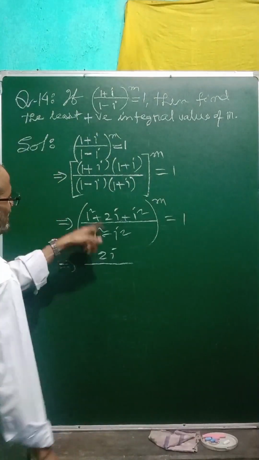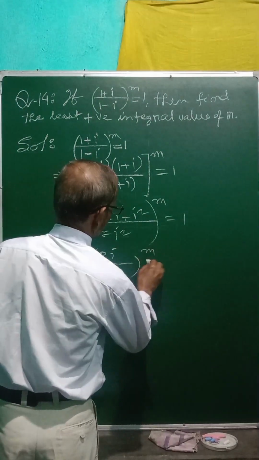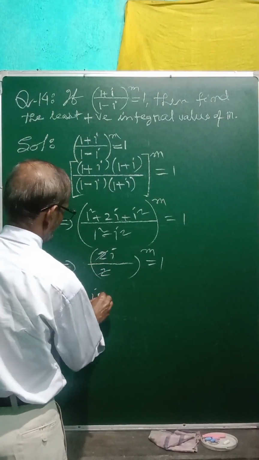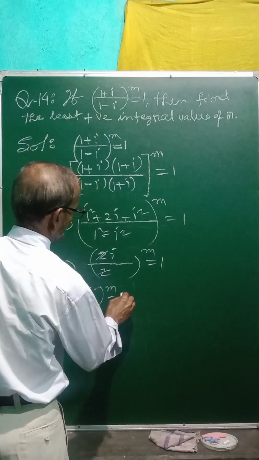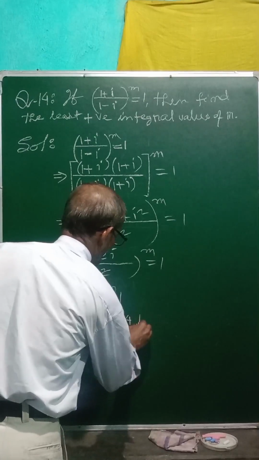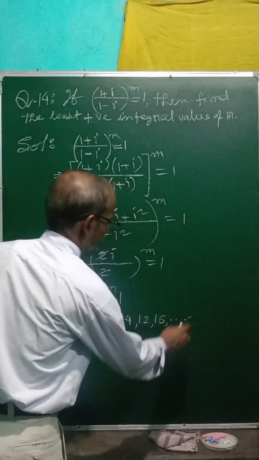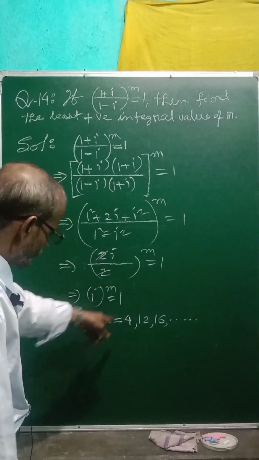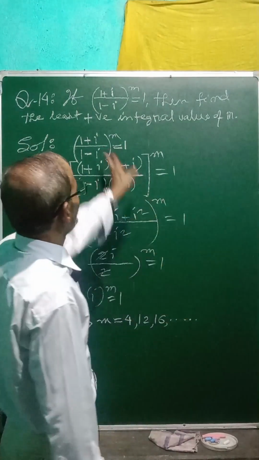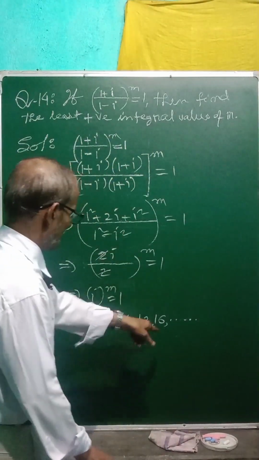This implies (2i/2) to the power m is equal to 1. The 2 cancels, so i to the power m is equal to 1, which implies m can be 4, 8, 12, 16 and so on. All multiples of 4, and negative values can also be there, m equal to −4, −8, −12. But by the question, only positive least integral values are needed. So here obviously m is equal to 4.